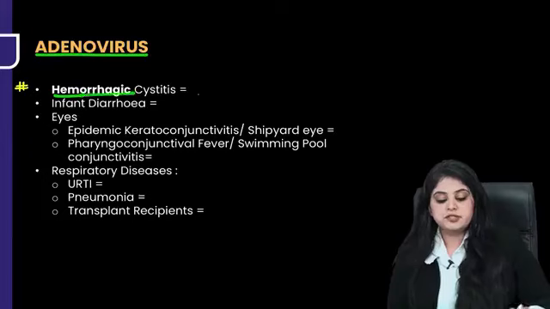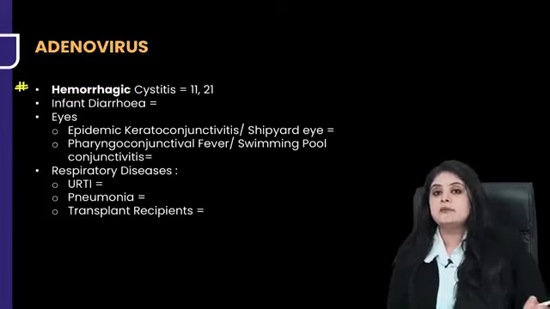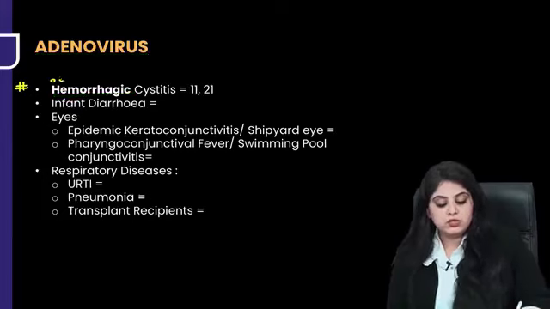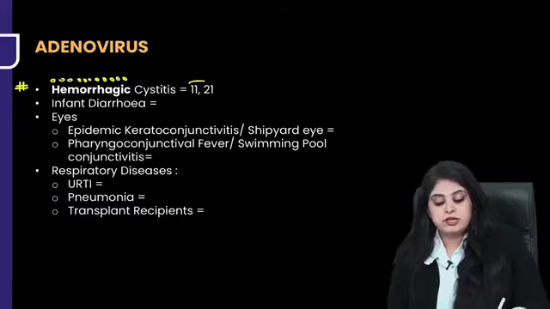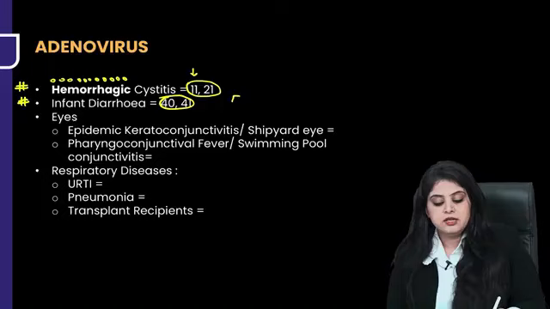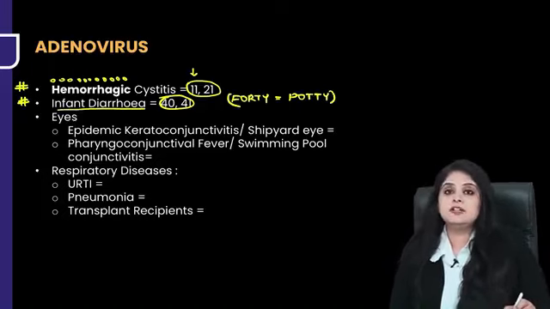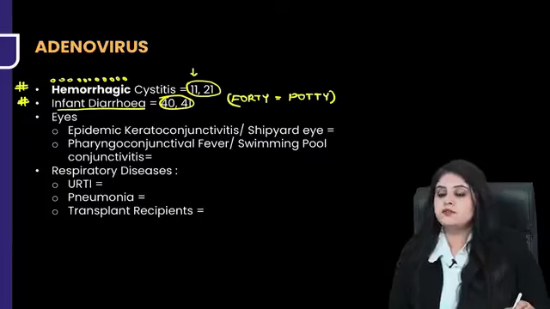Adenovirus causes hemorrhagic cystitis by which strains? By, okay, hemorrhagic 1, 2, 3, 4, 5, 6, 7, 8, 9, 10, 11. The word hemorrhagic has 11 alphabets. So adenovirus 11 and 21 are going to cause this condition. Infant diarrhea. Infant diarrhea is caused by 40, 41. How do I learn it? Because the way you write 40 is the way you write diarrhea, that is 40. So please remember 40 and 40 remain the same. That is why infantile diarrhea or infant diarrhea is caused by adenovirus 40, 41.